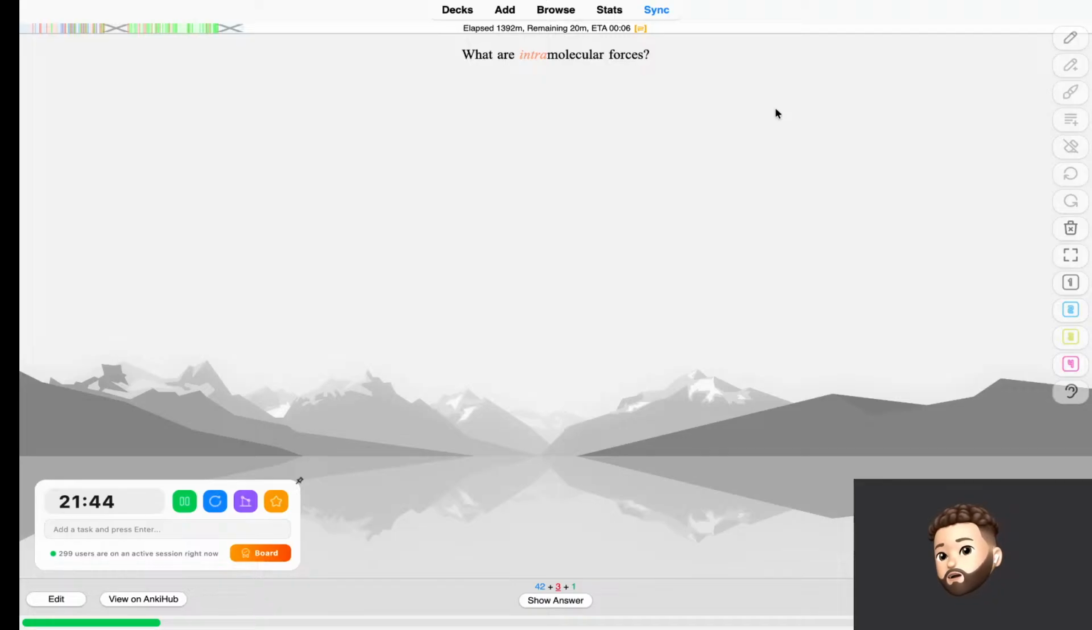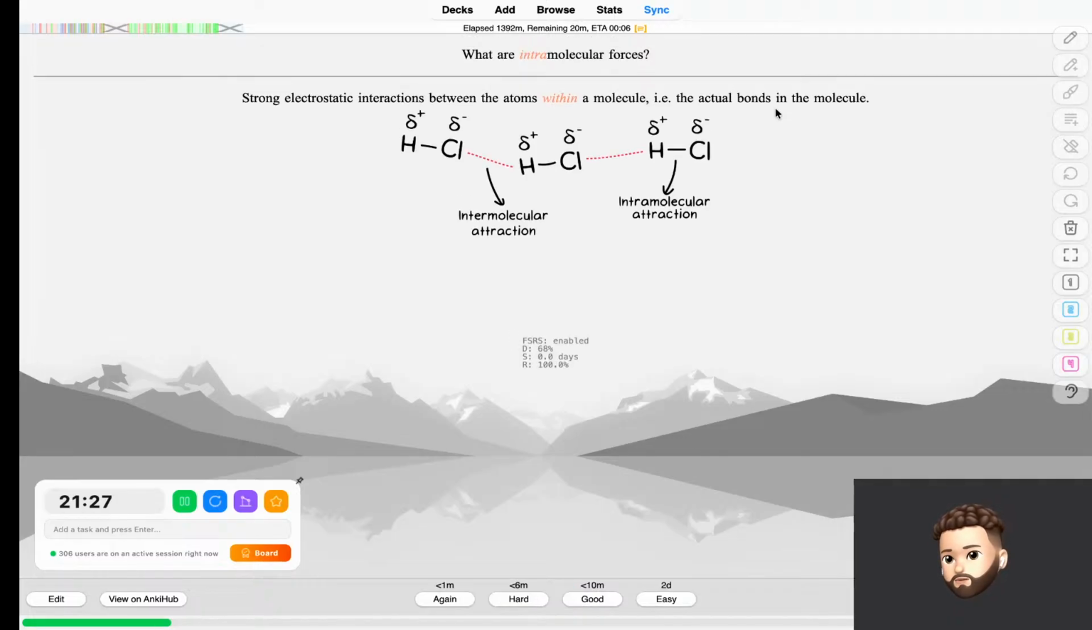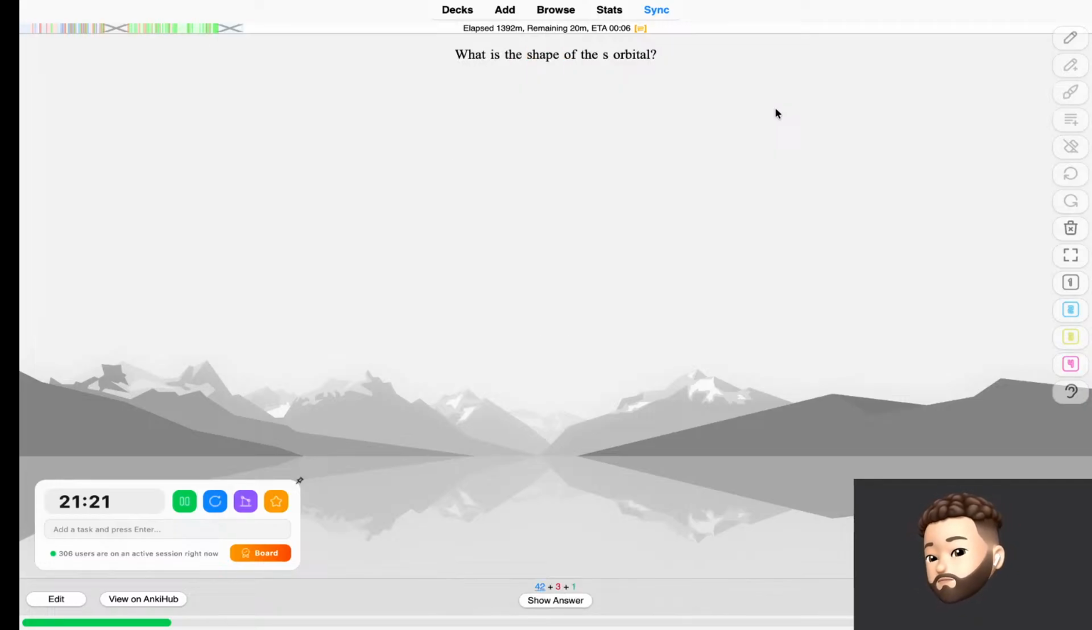What are intramolecular forces? They're electrostatic interactions that occur between or among separate molecules. Oh, brother. I thought it was a different card. I think I just finessed myself.